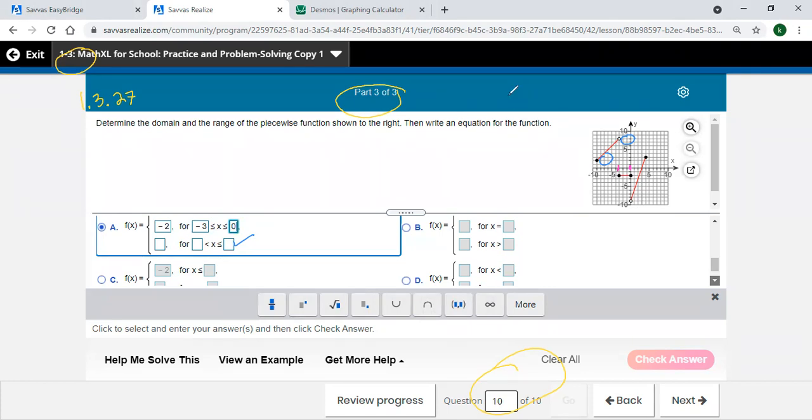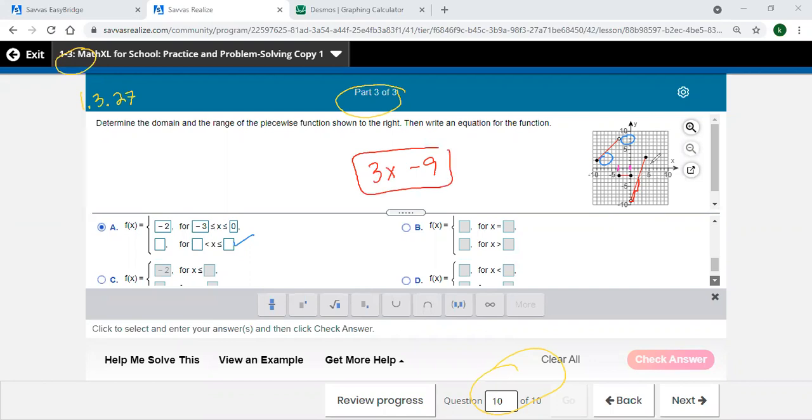so it's down at -9 for the y-intercept, and then what's the slope there? So if the slope of this line, looks like it goes over 1 and up 3. So then that would be a slope of 3. So that would be the equation of the far right piece.